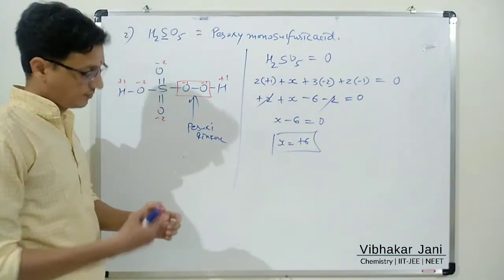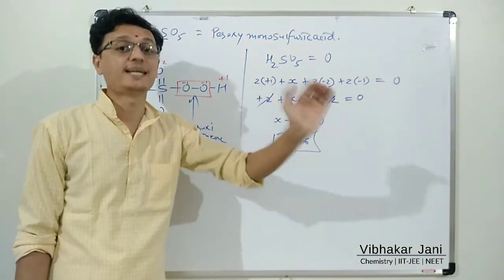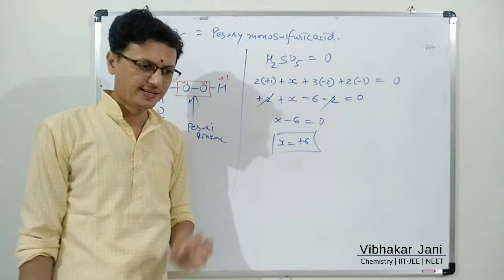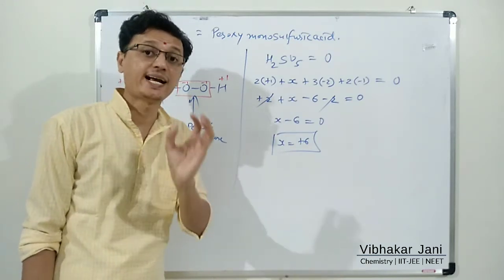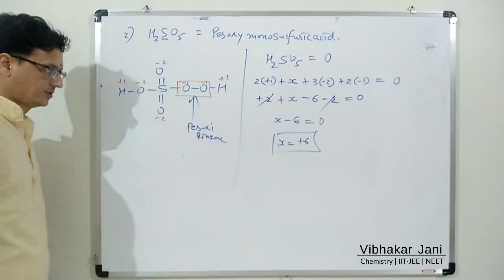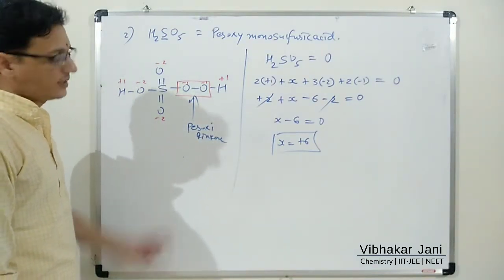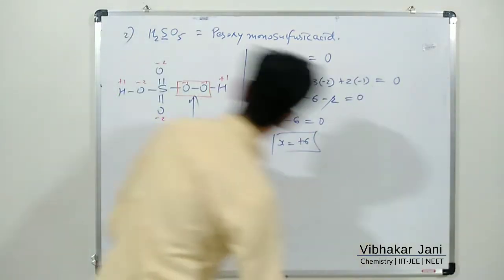The peroxymonosulfuric acid is also known as Caro's acid. K-E-R-O-Z acid. Z is silent. So the name is Caro's acid. Okay, just write down this. Okay, now let us see third example.